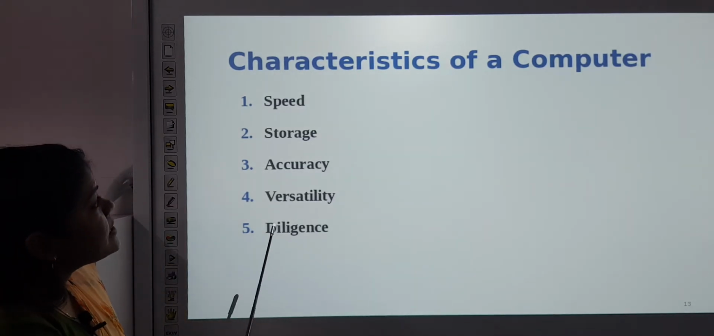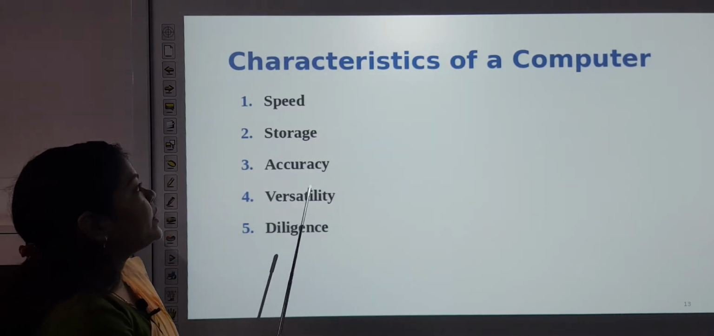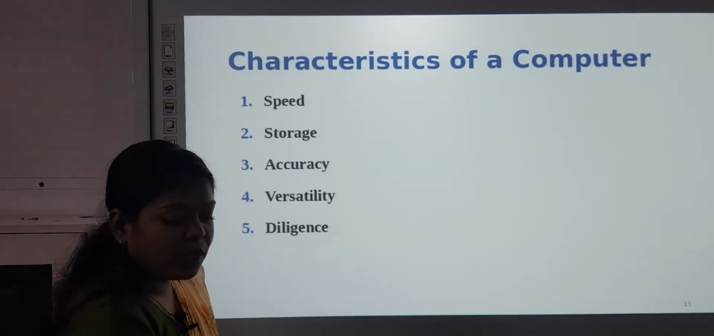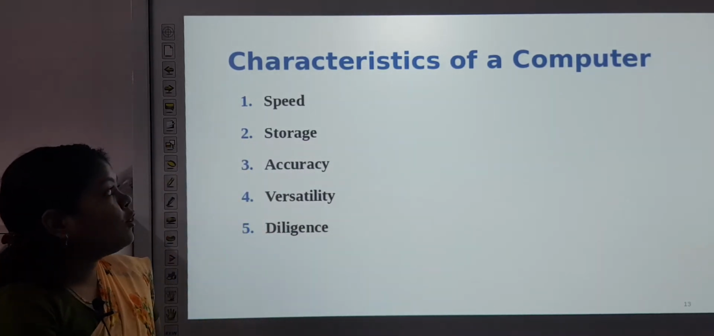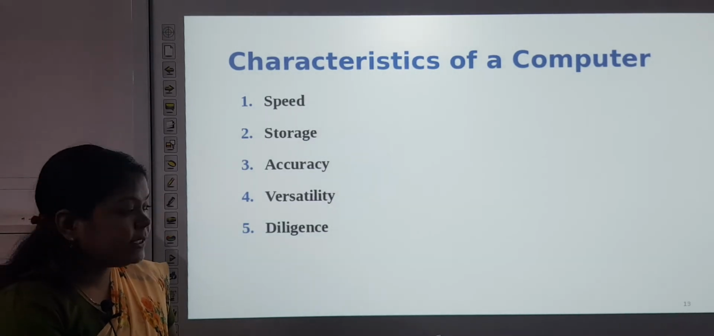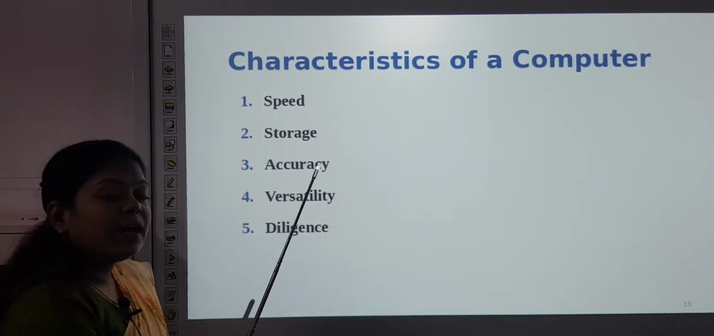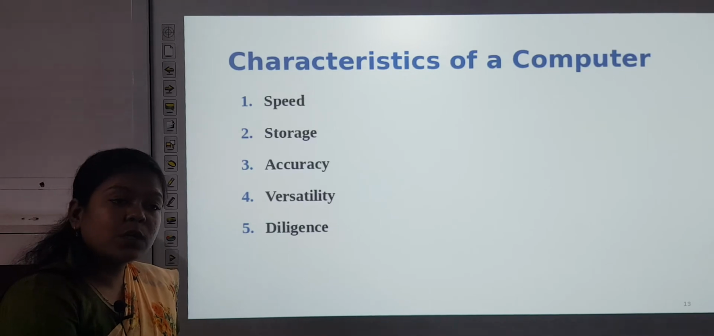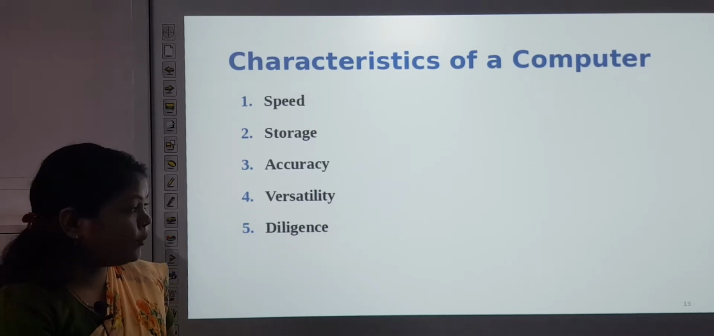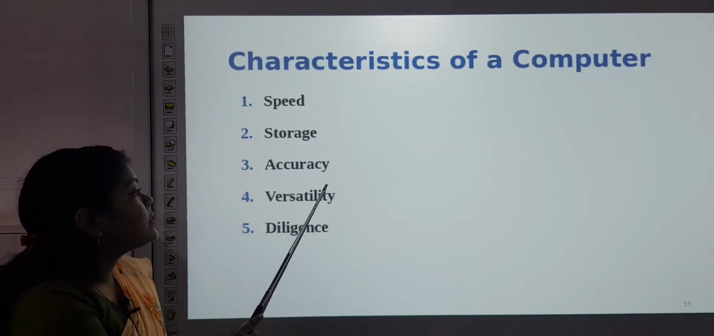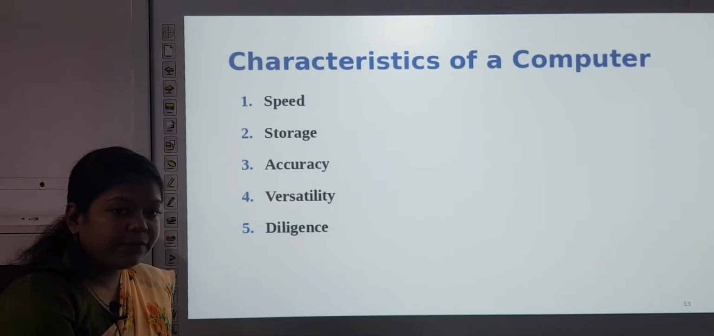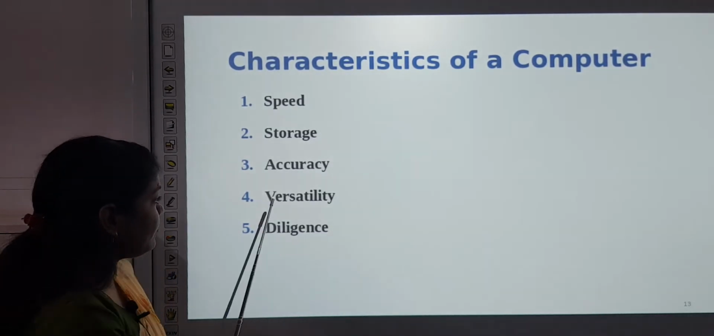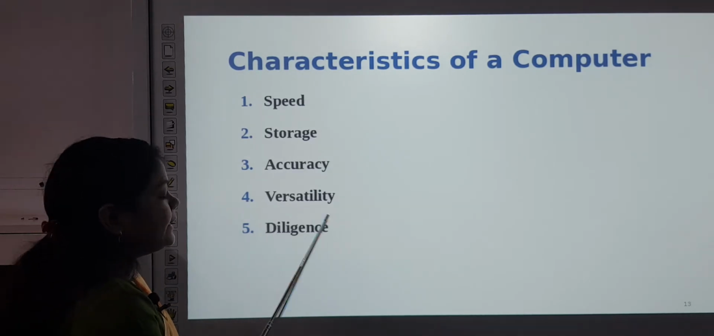Now the characteristics of a computer. First is speed. The speed of computer is very fast. It performs billions of instructions in a few seconds. The storage, as we have discussed, hard disks store a large amount of data in the computer. Accuracy, the results of computers are always accurate. It never makes mistakes.